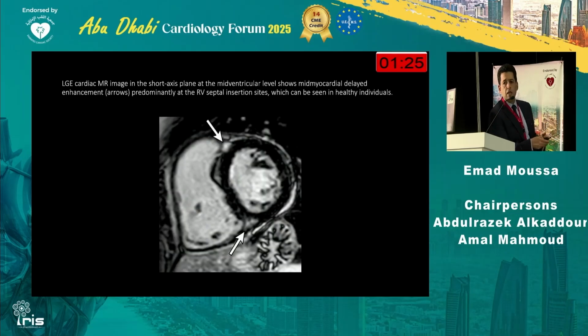Another common cause of transmural enhancement is the septal attachment. At the septal attachment of the right ventricle to the left ventricle, at these sites we commonly and normally have some degree of transmural enhancement of the heart, and this is a natural anatomical phenomenon.